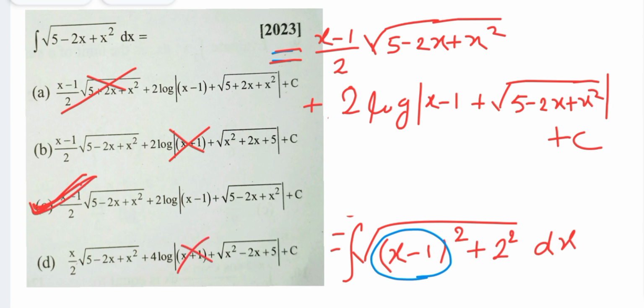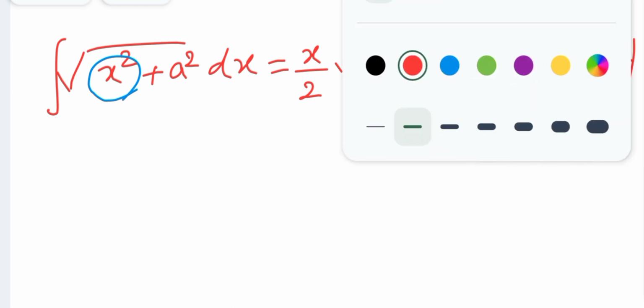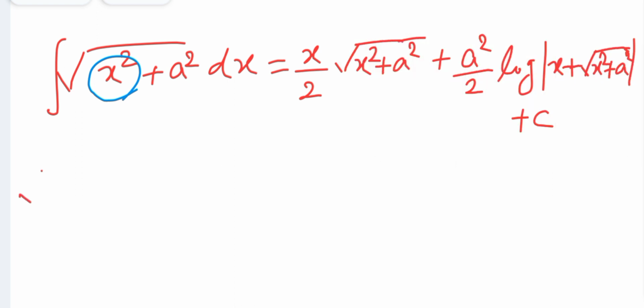So I hope you understood this solution. Okay, this solution is totally based on this formula. Along with this, a few more formulas you have to remember. Suppose you get something like this, x square plus a square. Instead of x square plus a square, you got x square minus a square. Then what will you do? Integration of root over x square minus a square dx. So the same form will be there.